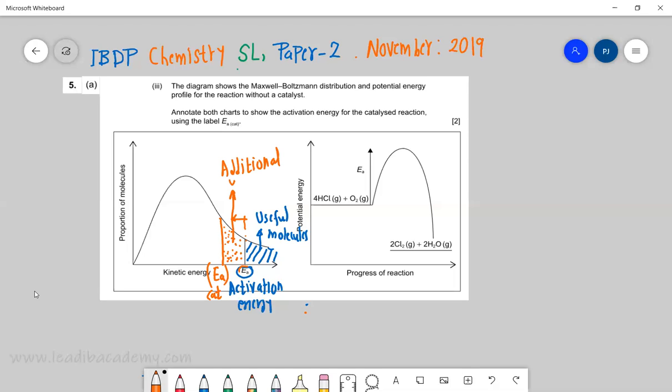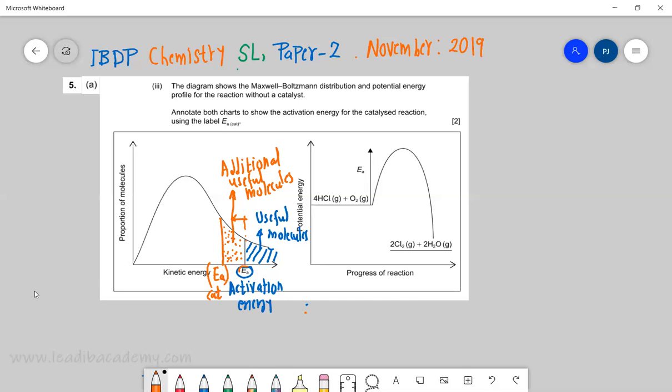Additional useful molecules. I'm using the term useful for your understanding, because now they are also going to participate to initiate the reaction. Otherwise, they were useless without adding the catalyst. So this is exactly what a catalyst does. It brings the additional molecules into the picture. This is how we can think of the Maxwell-Boltzmann distribution.